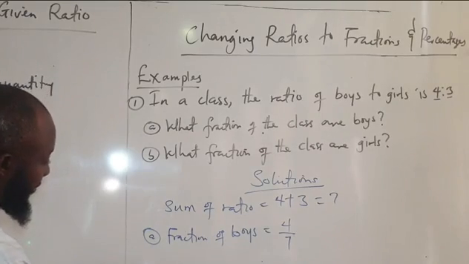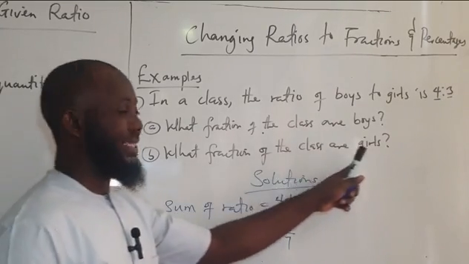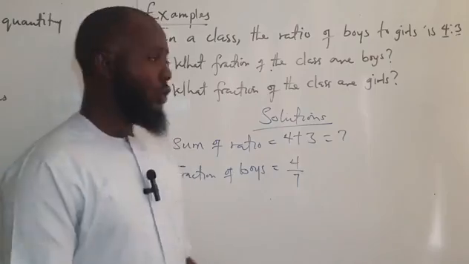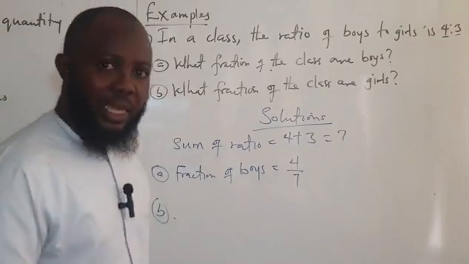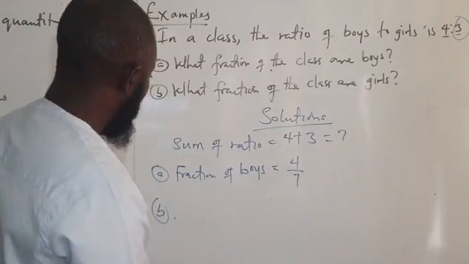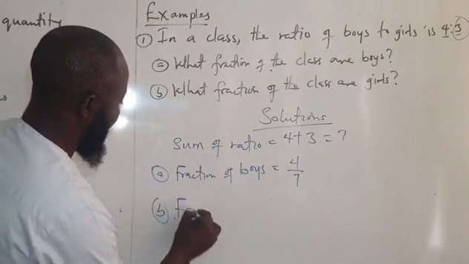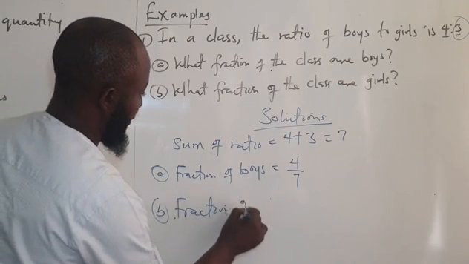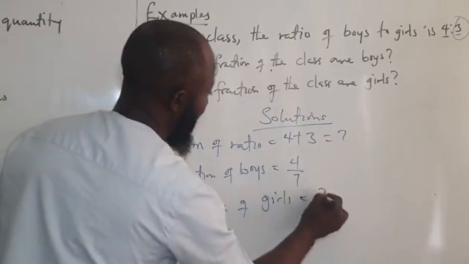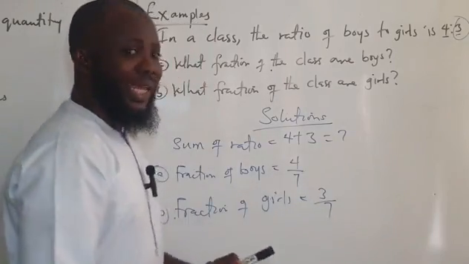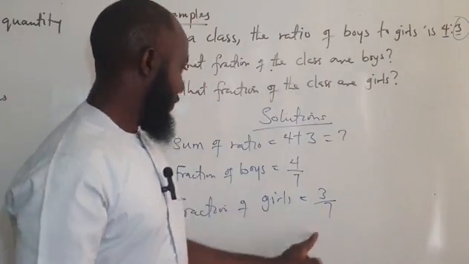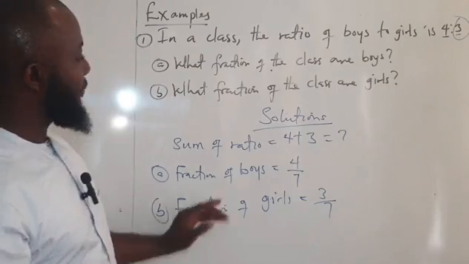Then for B, what fraction of the class are girls? Out of the 7 divisions the class has been divided into, girls are taking 3 parts. So the fraction of girls in the class will be what? 3 out of 7. So that's how to convert ratio to fraction. We'll be able to do that, and convert the fraction to ratio.